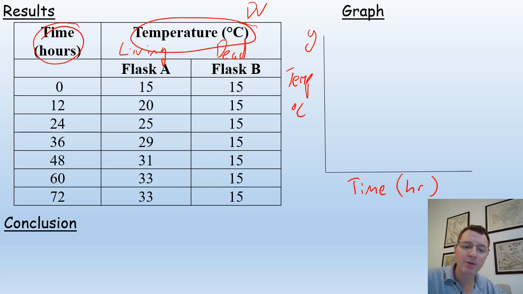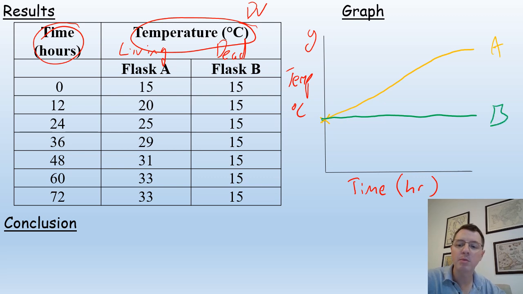So for flask A, and I'll do flask A in an orange colour, the temperature would have started around 15 degrees and it would have gradually begun to increase. And that's for flask A. In flask B, the temperature started at 15 degrees, but it stayed the same throughout. Pause the video now, have a think, can you describe these graphs, and what's the conclusion for the experiment?